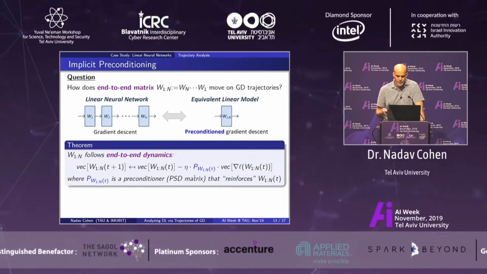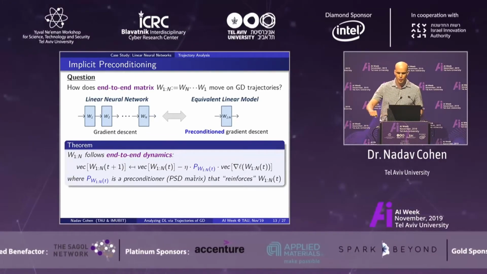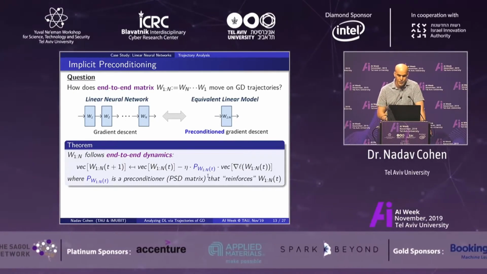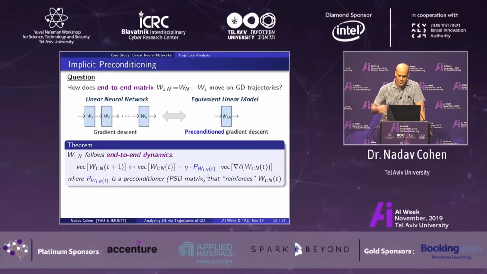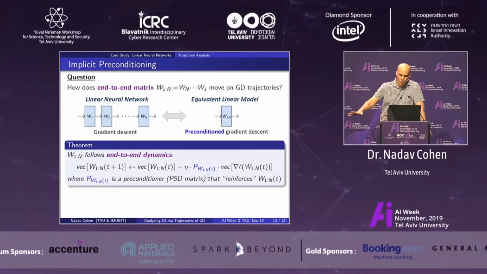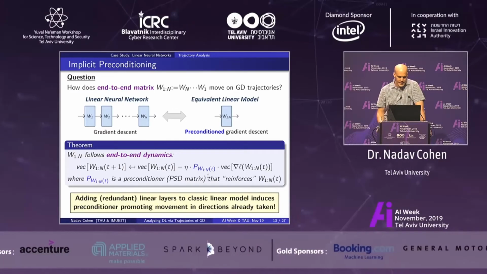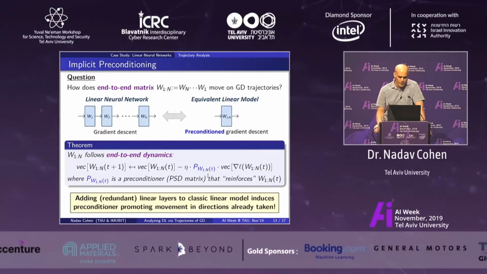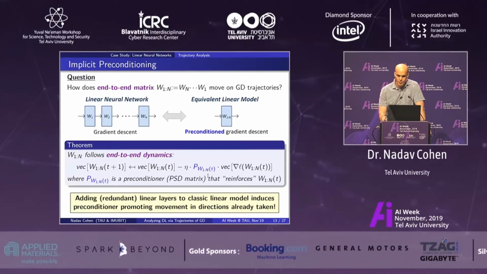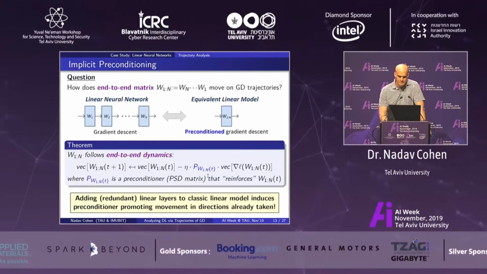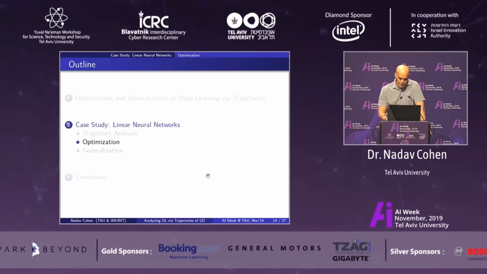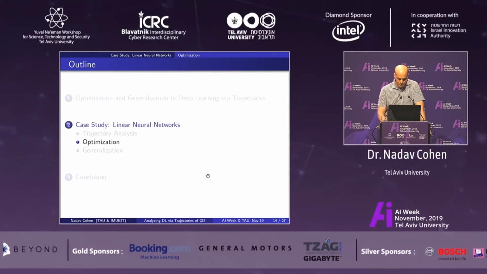I'll just say that in some sense this preconditioner stretches the gradient more in the directions, the singular directions of the end-to-end matrix that have a large singular value. So if you've made significant distance in some direction, the gradient's going to be stretched more in that direction. Bottom line is that if we had a linear model and we over-parameterize with a linear network and run gradient descent on that, we implicitly induce a preconditioner that promotes movement in directions already taken. This is an important result, and it's going to facilitate all the results that I will show you on optimization and generalization. Let's go to optimization.